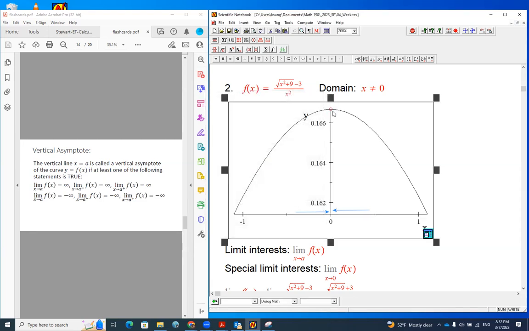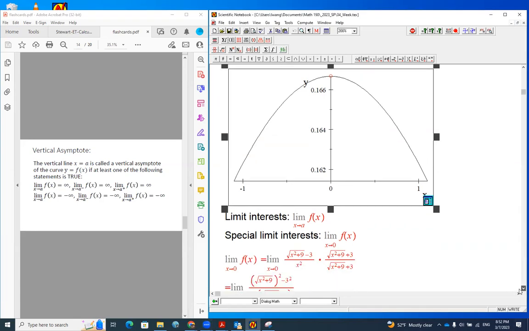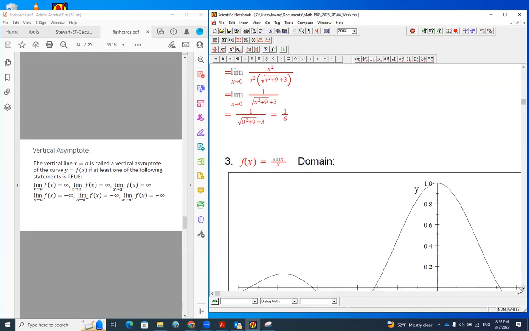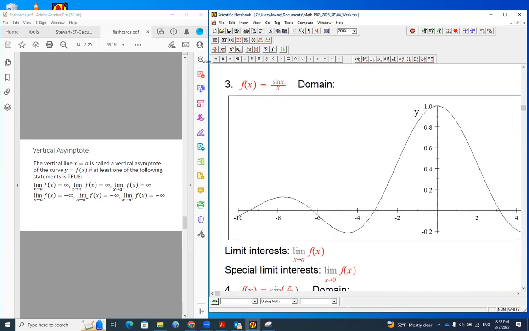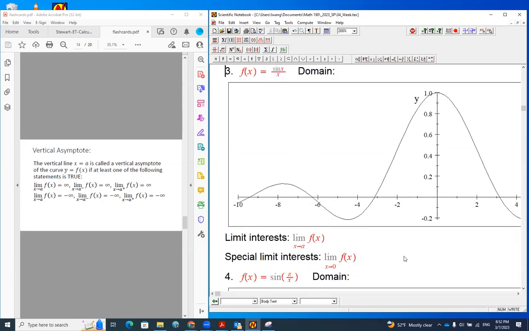This dot, okay? The function is not defined at 0, but when x is approaching 0 from either side, the limit exists and it is 1/6. So this is another example where we certainly don't have vertical asymptotes in this situation. And this is a very, very useful function.